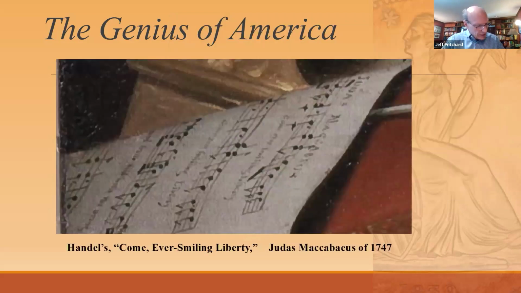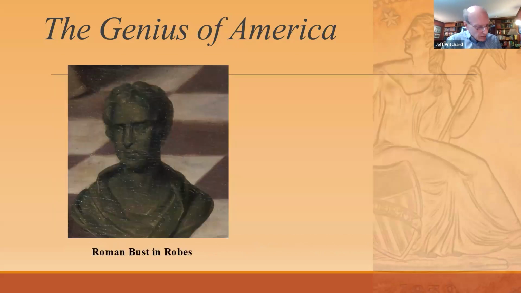Well, at the bottom of that painting, there's also a piece of sheet music. And this isn't just random sheet music. It's Handel's Come Ever Smiling Liberty from Judas Maccabeus. Now, I'm far from a music expert, and so I had to look this up. Judas Maccabeus is what's called a 3-act oratorio. And these are musical compositions that typically deal with sacred topics, and they combine chorus, solo voices, and orchestra. Well, there's also a bust at the bottom of this painting of a man in Roman robes.